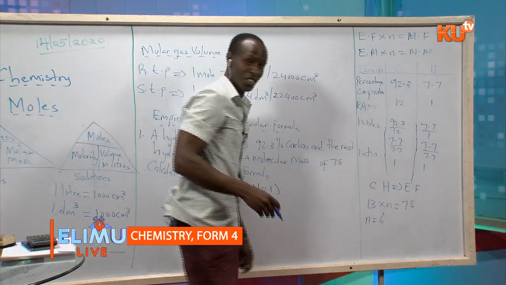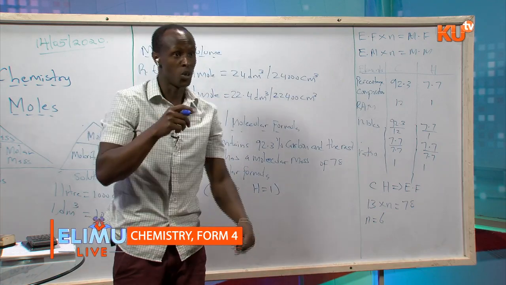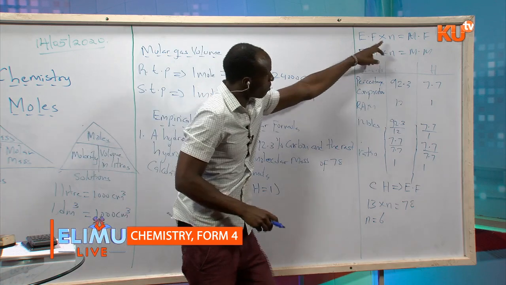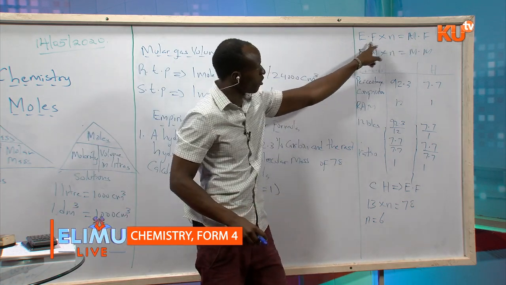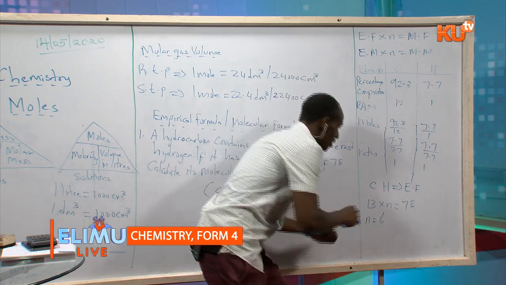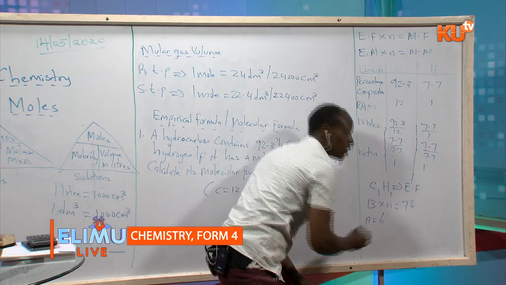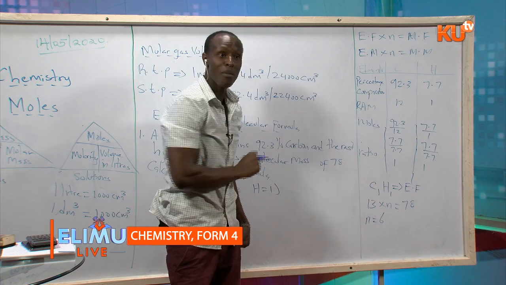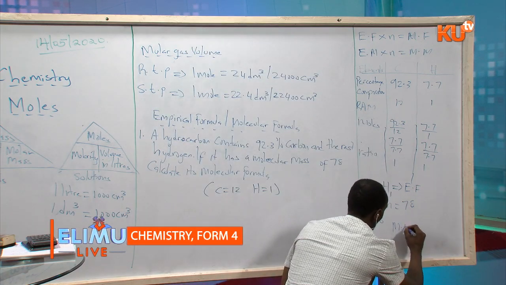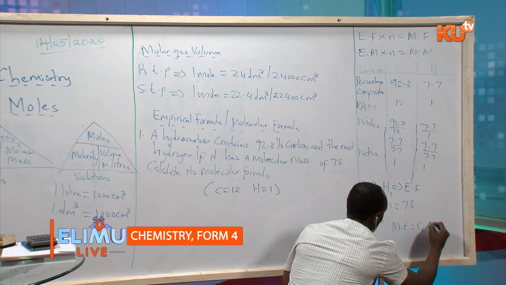So N is 6. You're not interested in N, you're interested in the molecular formula. What is the molecular formula? Empirical formula times N. So this is C1, H1, because it was 1, 1. So each number I'll multiply by 6. So your molecular formula will be equal to C6H6.